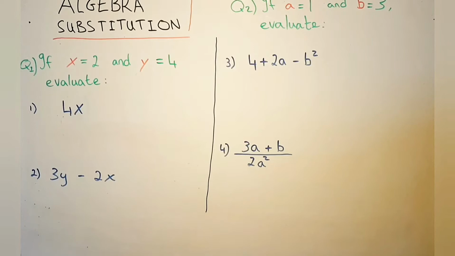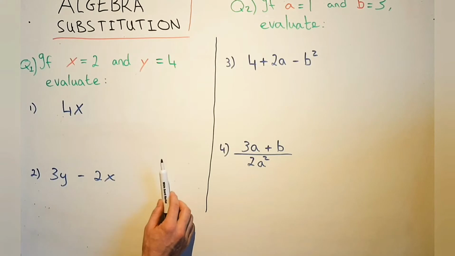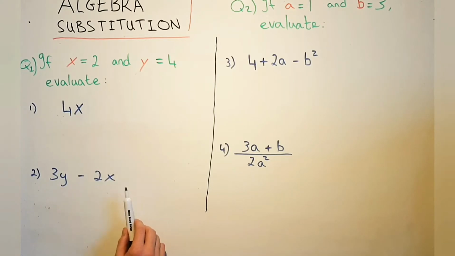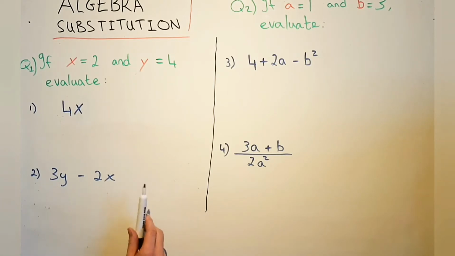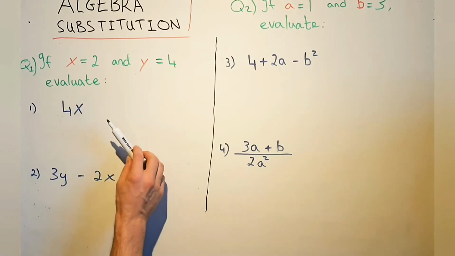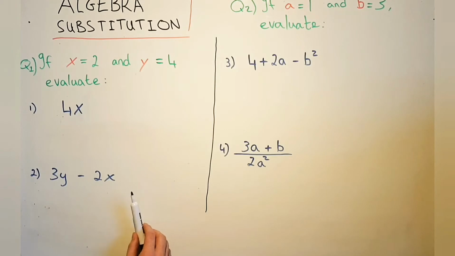Essentially, algebra substitution is when you are given values for x, y, or whatever variable is in the expression, and you then input that value into the expression and evaluate it to yield a definite result. So the easiest way to learn algebra substitution is to go straight into the examples. I started with quite a straightforward expression, and right above that I've given the information needed to solve.